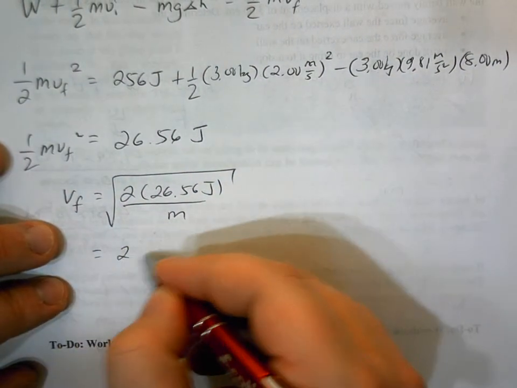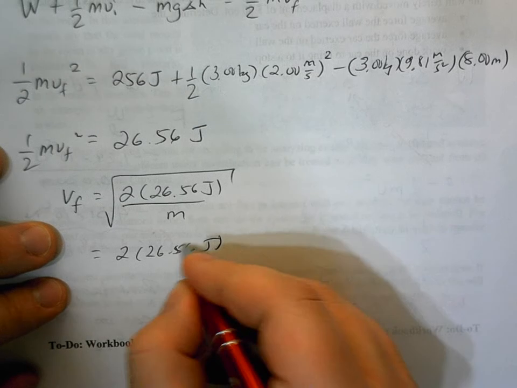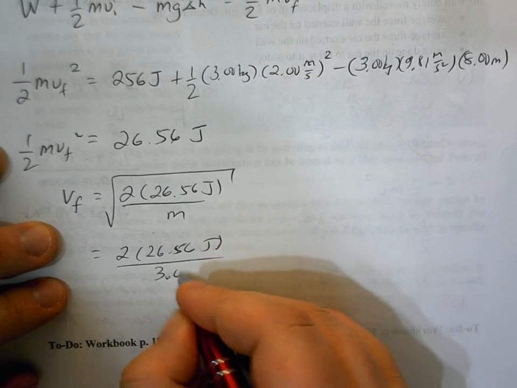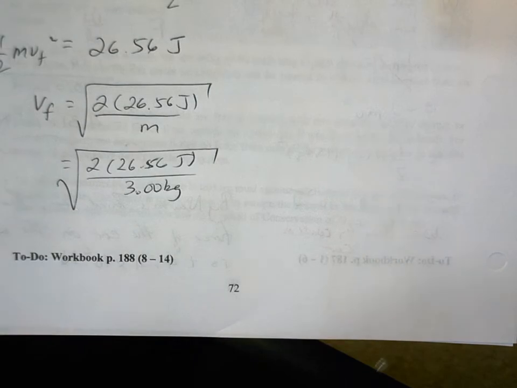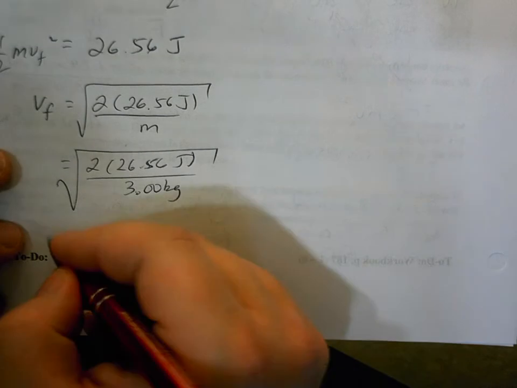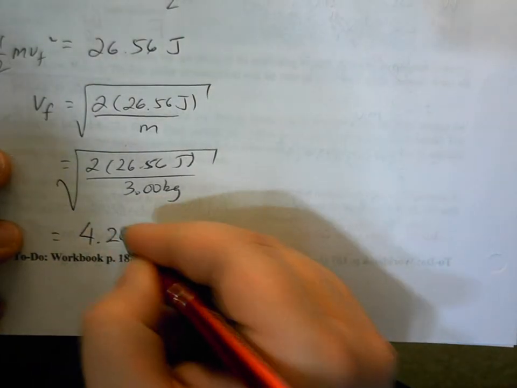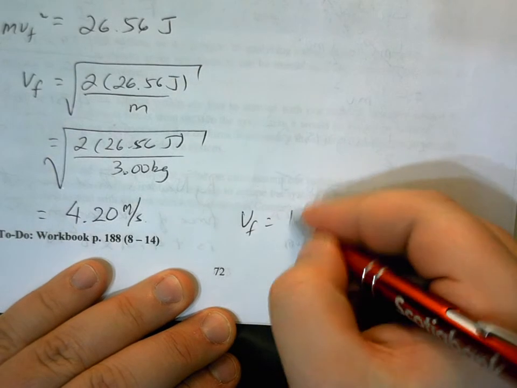So we know this term. We have our mass of 3 kilograms. And then we're going to square root this whole mess. Like I said, how you get to this point, it's entirely your call. There's several different ways of doing it. So what I'm going to get here is about 4.20 meters per second.